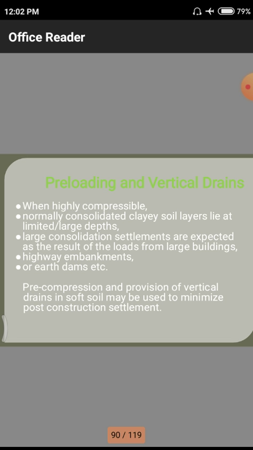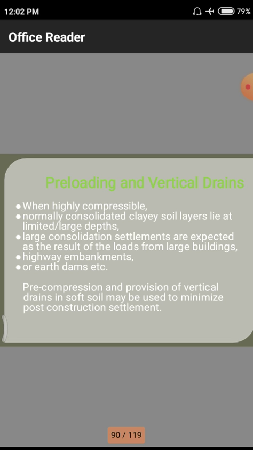Next one is normally consolidated clay soils, which lie at limited or large depths. Consolidation means application of forces to the particular soil layers. They lie up to a few meters from the ground level, and we need to locate these types of soils. Below those layers we don't have this kind of soil, because the clay particle size is very fine, so there will be fewer voids and a huge amount of bonding in the case of clay soils.